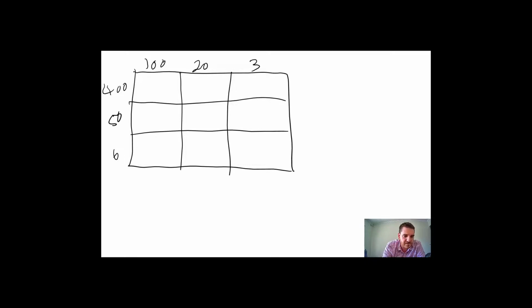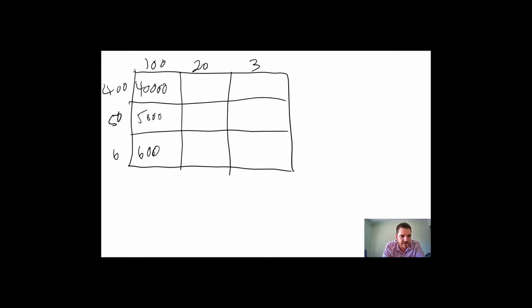So in this first box here, I have 100 times 400. I'm ignoring the zeros for now and going 1 times 4. 1 times 4 is 4, and there's 1, 2, 3, 4 zeros. Now I'm looking at the next box. Top is 100, the left is 50. So 1 times 5 is 5, and there's 1, 2, and 3 zeros. Now I have 100 at the top, 6 on the left. So 6 times 1 is 6, and there's 1, 2 zeros.